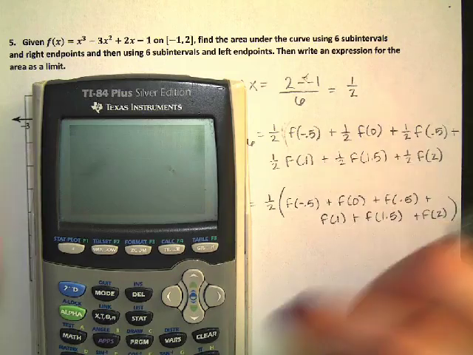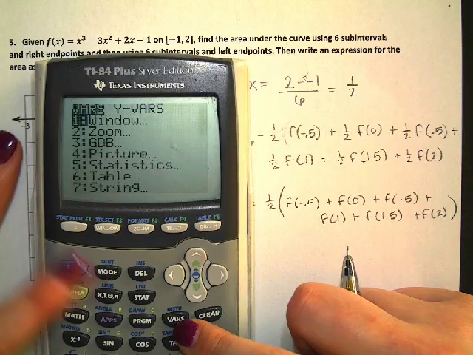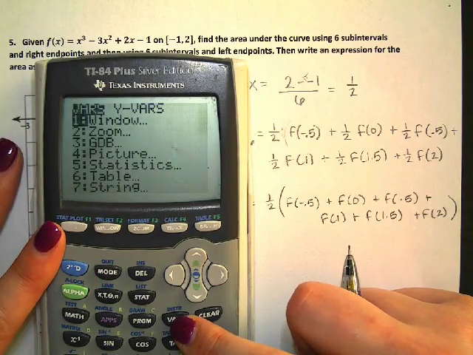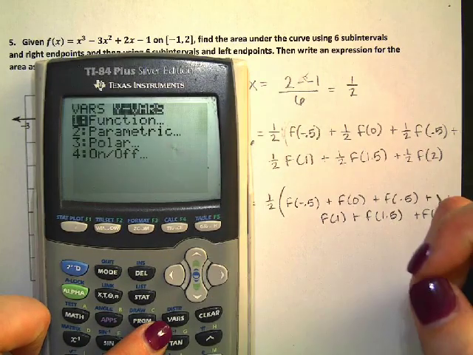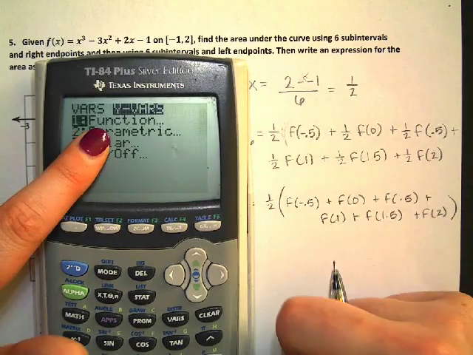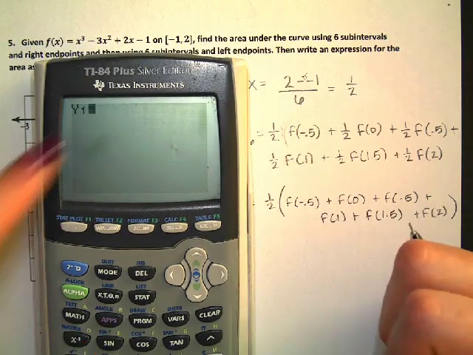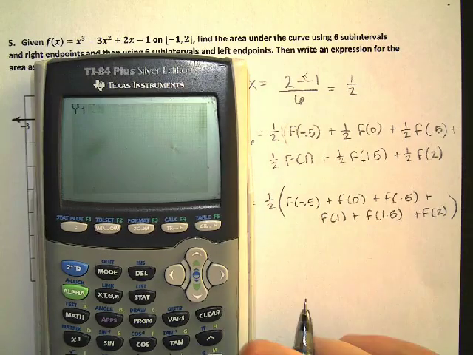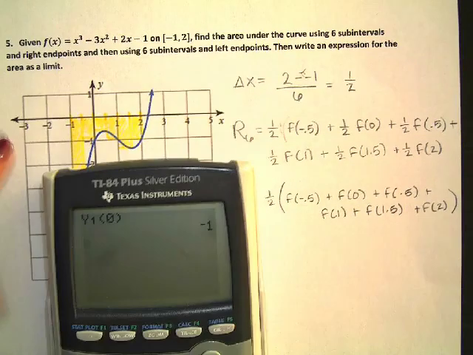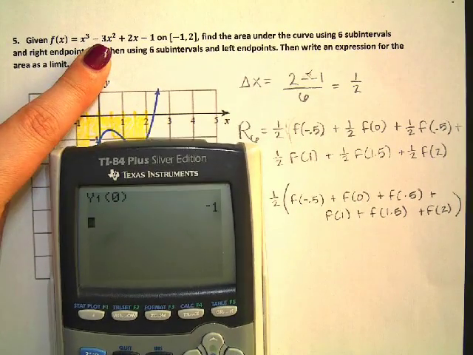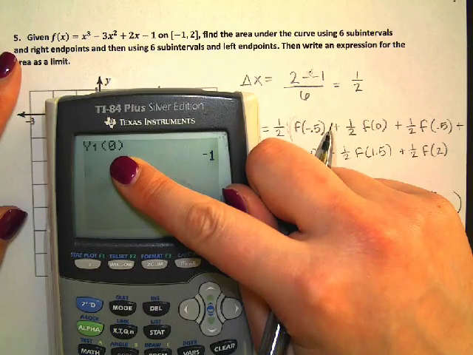So hit the vars button. It's right next to clear. Go over to y-vars. Function. Number 1 function. We plugged it into y1. And since we know what f of 0 is, let's go ahead and do y1 of 0 just so we can verify that we're about to get it right. And we know if we plug 0 into this function, what should we get? Negative 1. So if you want to evaluate a function quickly, that's the way to do it.